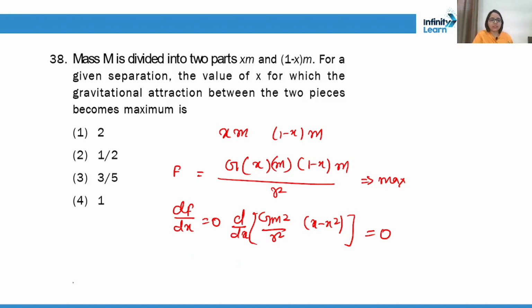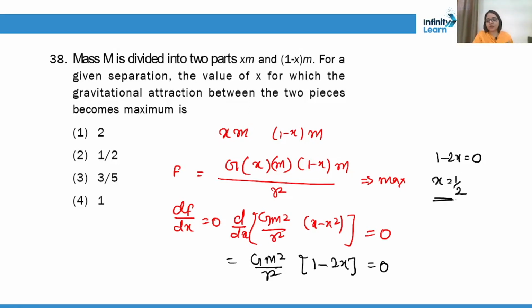So let's differentiate this quantity. It is G m square upon r square, into (1 minus 2x), since the differentiation of x is 1 and of x square is 2x, and it should be 0. That means 1 minus 2x should be 0, so x is 1/2. So the correct answer is option 2.